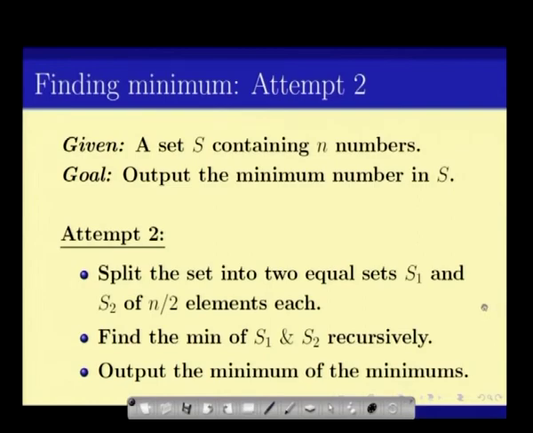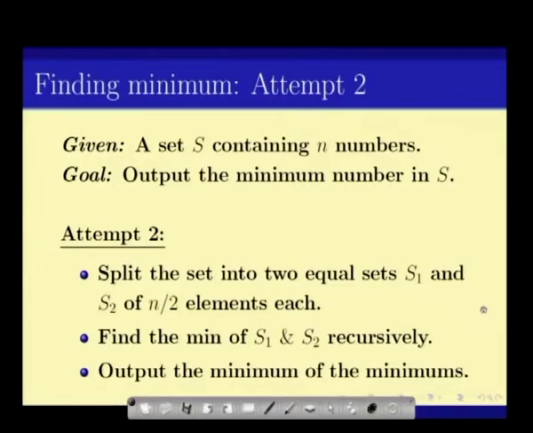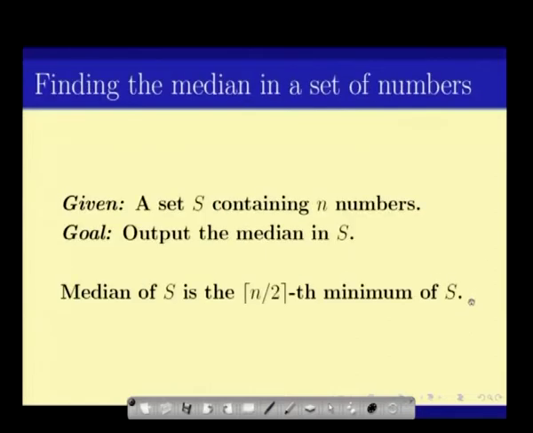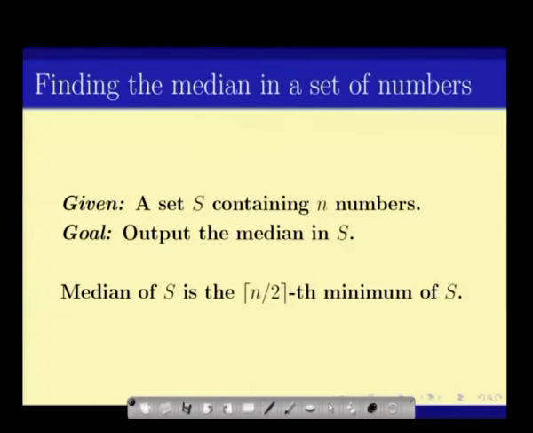Now we want to ask some more complicated questions. For this new algorithm, what is the runtime? We saw that while the naive algorithm took order n log n, this divide and conquer approach took order n steps. So the question is, can we use similar techniques to obtain something better? Here is the question: we want to find the median in a set of n elements. We have been given S, which is n numbers, and we output the median in this set S.